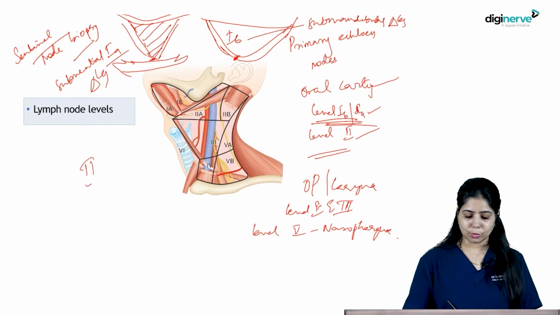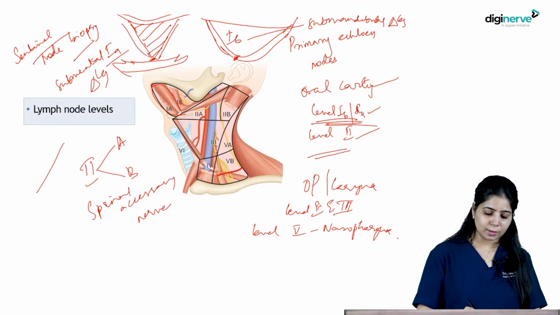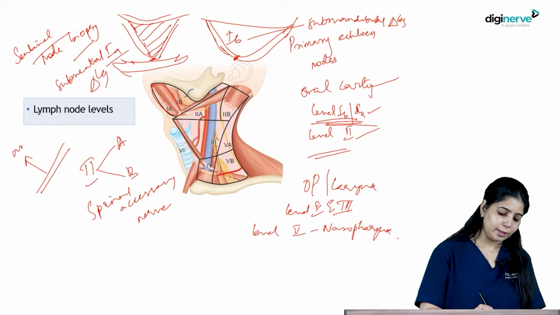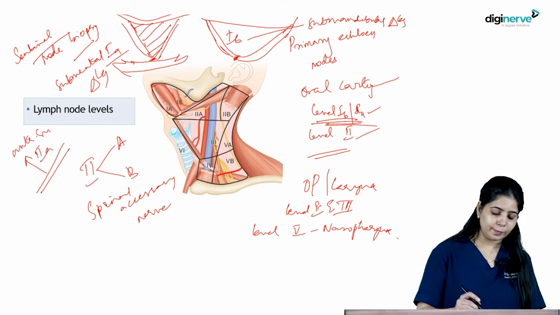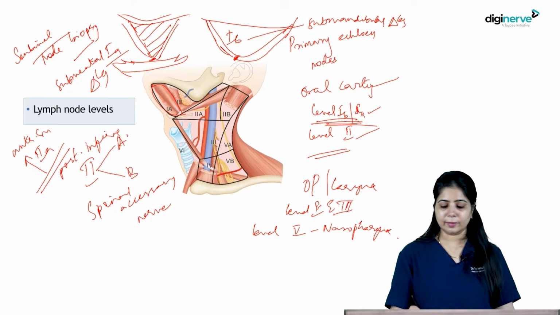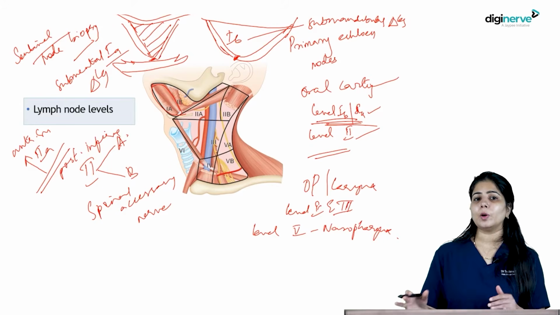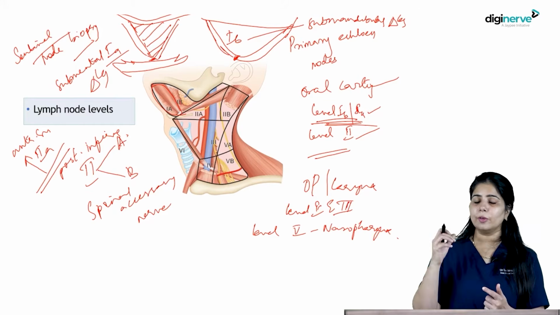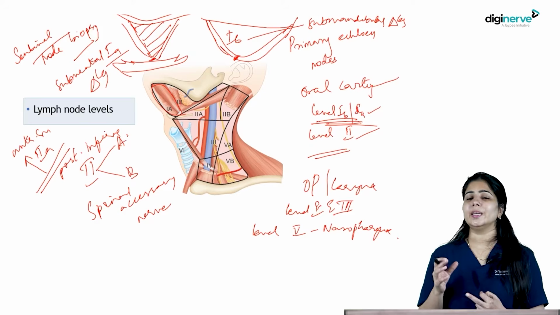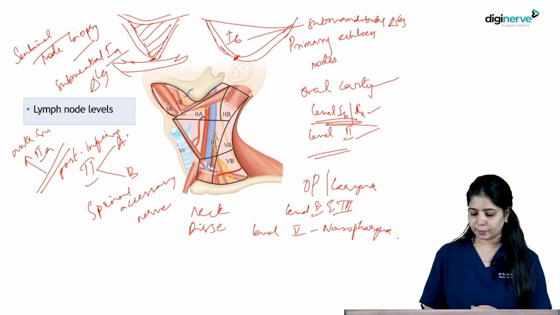These you are all very well aware of from your anatomy classes. Then we have level 2, which is divided into A and B. It is basically based on your spinal accessory nerve. So anything which comes anterosuperior is 2A and posteroinferior is 2B, okay. Then you have level 3. Level 3 is not further subdivided. Then you have level 4 and level 5. So these are important from two perspectives. One is where the primary tumor drains, and it helps us in deciding what type of neck dissection is required, okay.